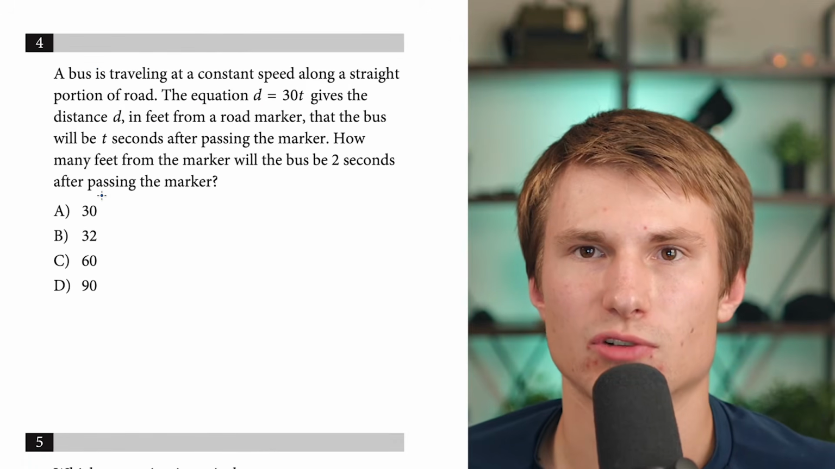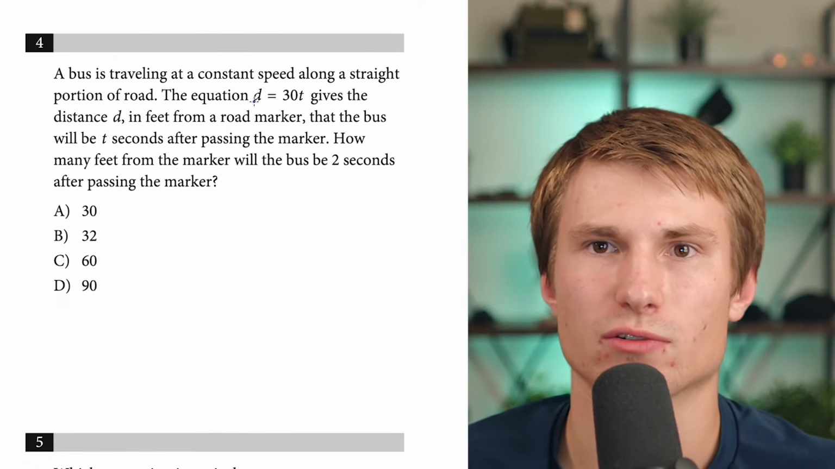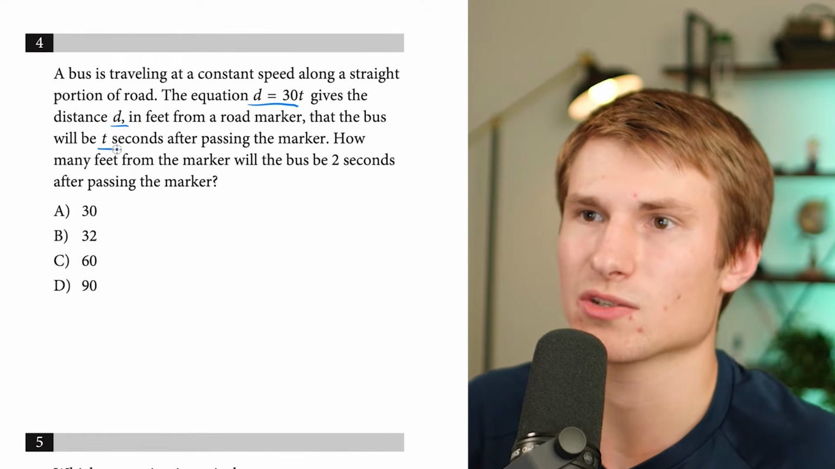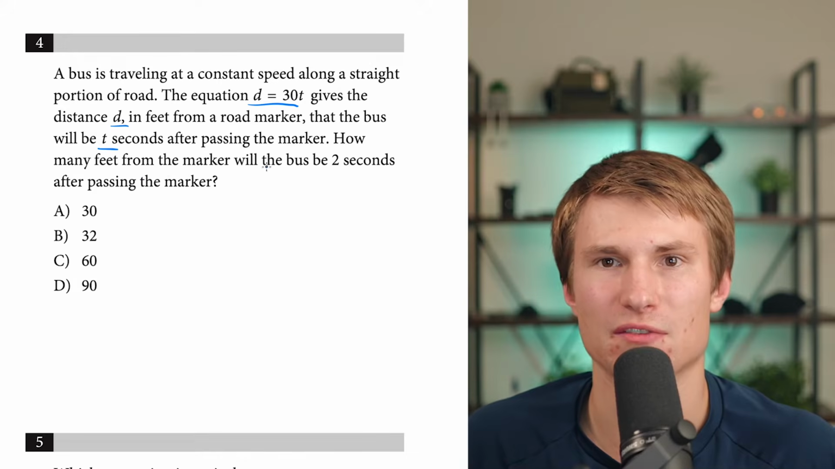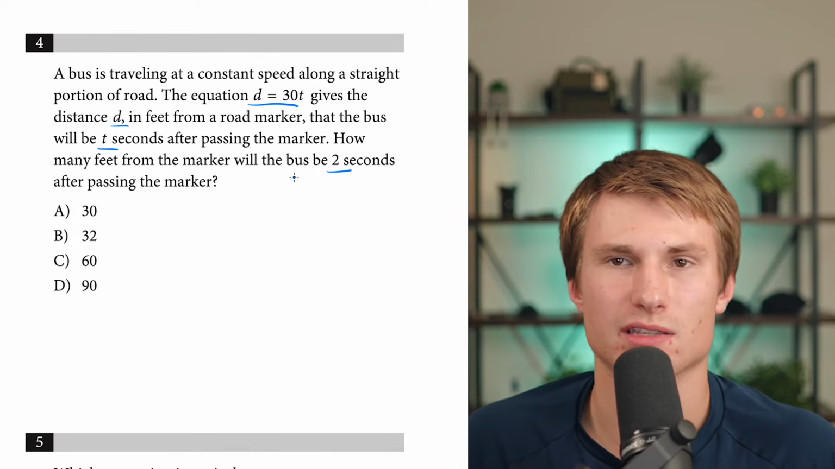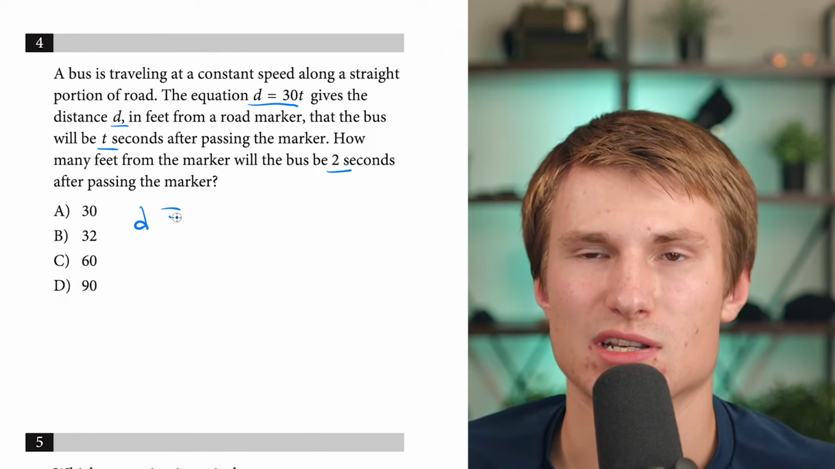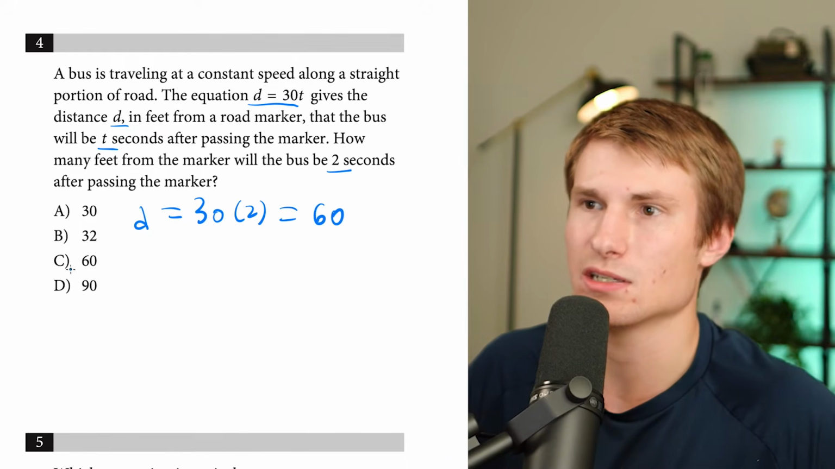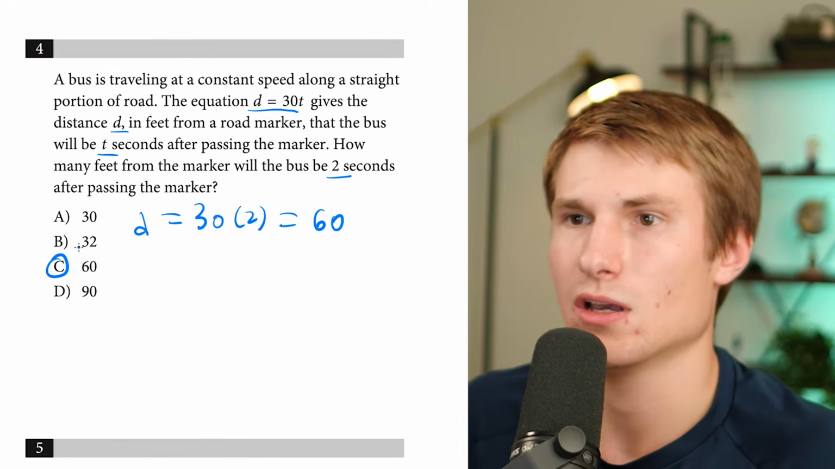A bus is traveling at a constant speed along a straight portion of a road. The equation d equals 30t gives the distance d in feet from a road marker that the bus will be t seconds after passing the marker. How many feet from the marker will the bus be 2 seconds after passing the marker? Okay, that's pretty simple. We're just plugging in 2 for the value of t. 30 times 2 is going to equal 60. Our answer there will be 60, which is answer choice C. Moving on to question number 5.